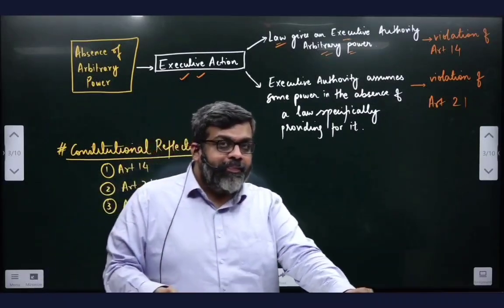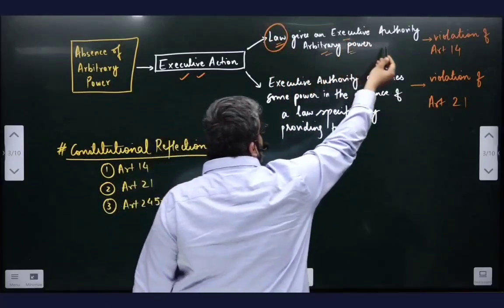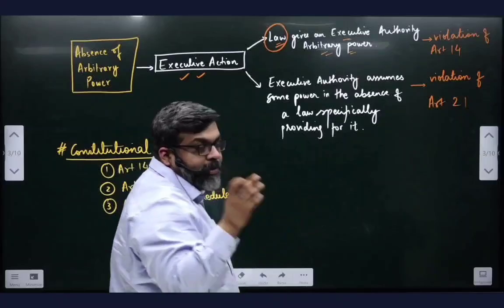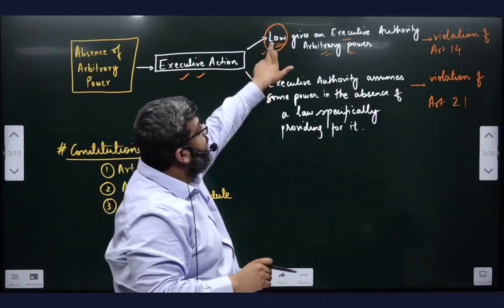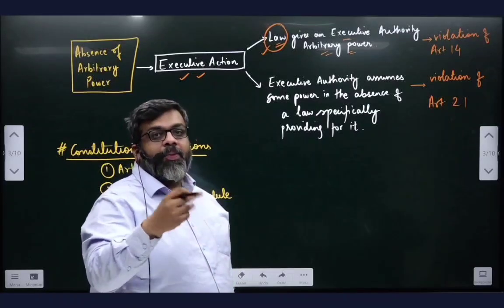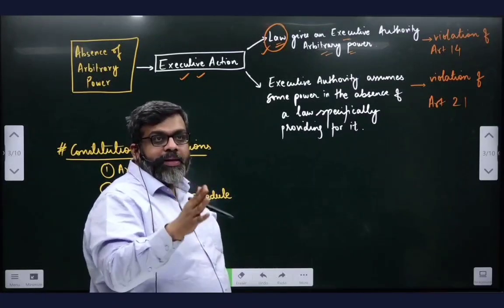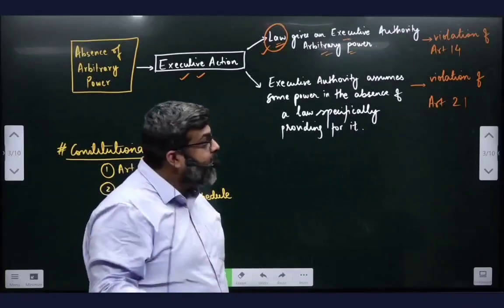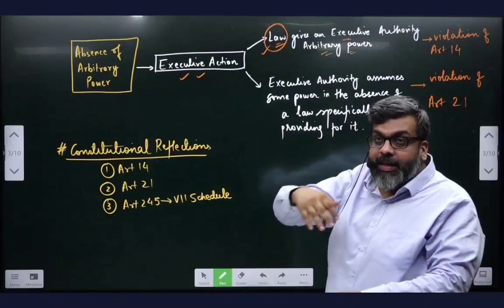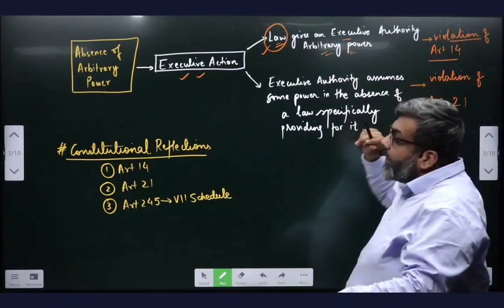So what is happening is, the law is giving an authority the power to do something arbitrary, which means the power is flowing from the law. And this is also violating equality before law. This is also violating the fact that the law should be fair and unbiased. So whenever the law is giving executive authorities an arbitrary power, it always violates Article 14.